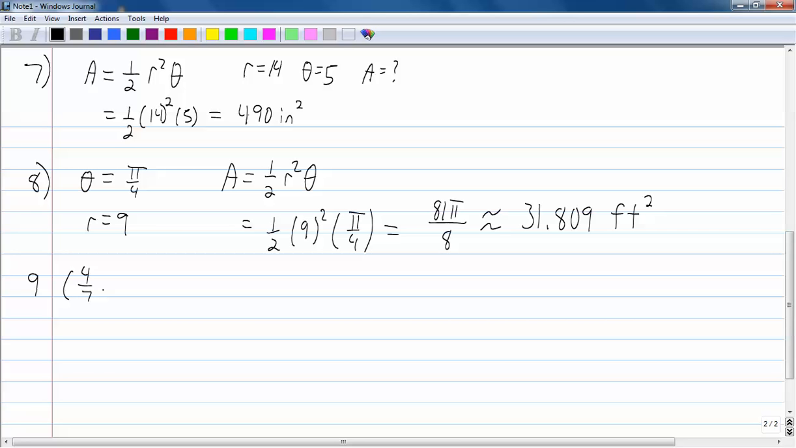The point on number 9 is 4/7, square root of 33 over 7. It says find sine of t. We said sine was the y coordinate. If we're on the unit circle, it's just the y. So the y here is square root of 33 over 7. And we're done. That's the answer.